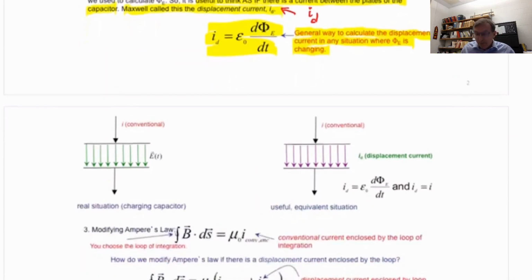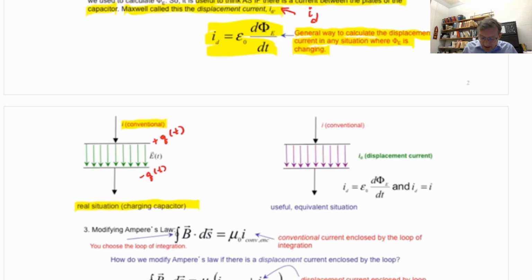So now let's look at a couple more pictures for comparison. Again, this is a side view, very simplified view, of our parallel plate capacitor and its connecting wires. First on the left, the picture of the real physical situation with the charging capacitor. Conventional current I flowing downward in the top wire and downward in the bottom wire. Positive charge plus Q building up on the top plate and an equal amount negative Q building up on the bottom plate, so the Q is a function of time.